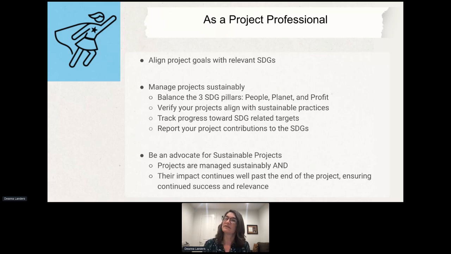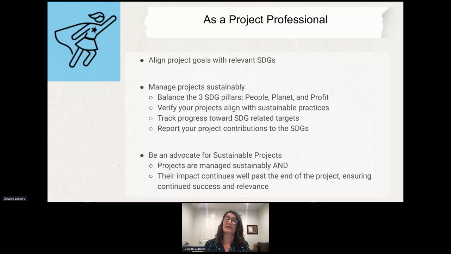So projects, I've been talking about how to manage projects sustainably, but I want to differentiate that from what a sustainable project is. A sustainable project is managed sustainably, of course, but the impact of a sustainable project continues past the end of the project so that it's still successful and relevant.